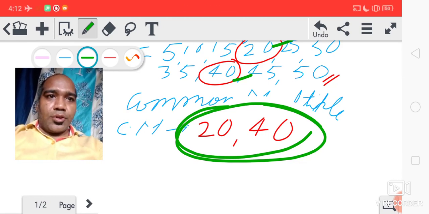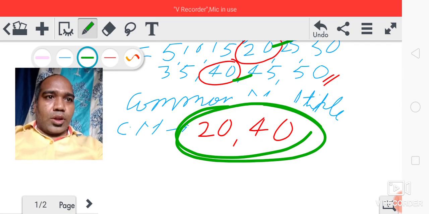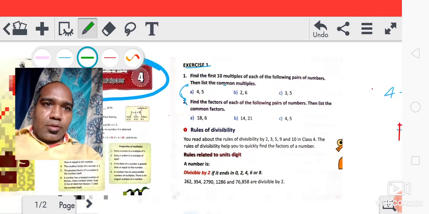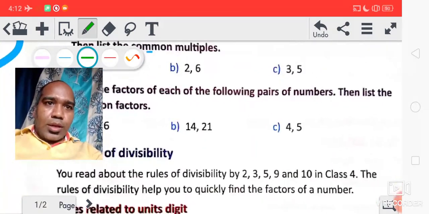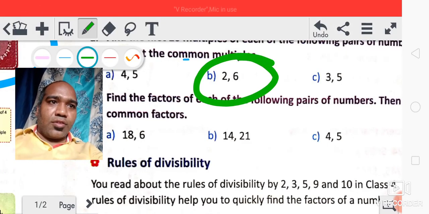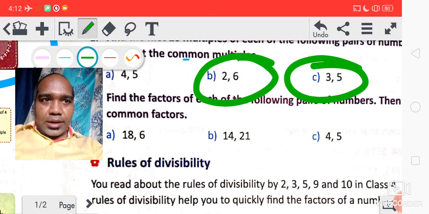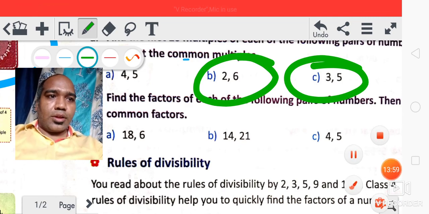I hope this is clear to you. What is multiple? What is common multiple? Okay. So you can do the question number 1, rest of the part. So question number 1A I have done for you, and question number B and C you have to do. Okay. Then tomorrow we'll discuss factor and common factor. Got it? So see you tomorrow in the next class. Thank you.